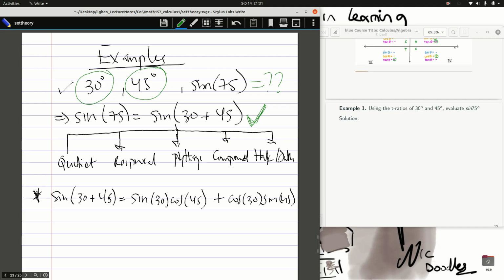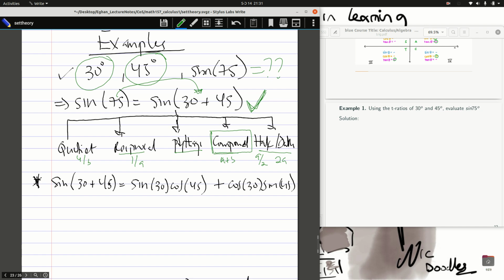That gives me 75. Then you ask yourself, I have gone through quotient identity, reciprocal, Pythagorean, compound, half and double. I know the mindset that comes with it. Quotient is something a over b, reciprocal is 1 over a, Pythagorean has identity 1, compound is some a plus b, half is some a over 2, double is some 2a. So with these identities, which one do you think you have to use? You realize that I can only make use of the compound identity because of the formulation I have.